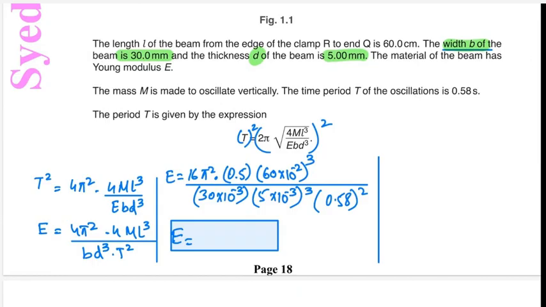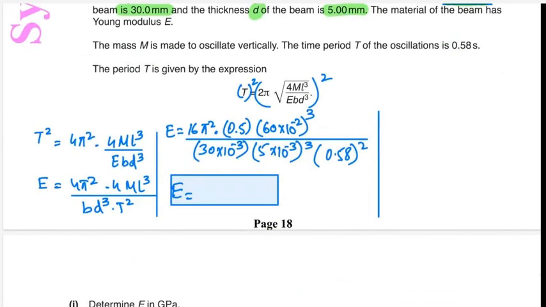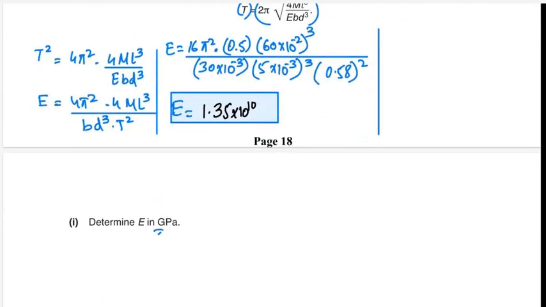My answer is 1.352 times 10 to the power of 10. Perfect. Very good. So you plugged in correctly. 1.35 exponent 10. And you need the answer in gigapascals.